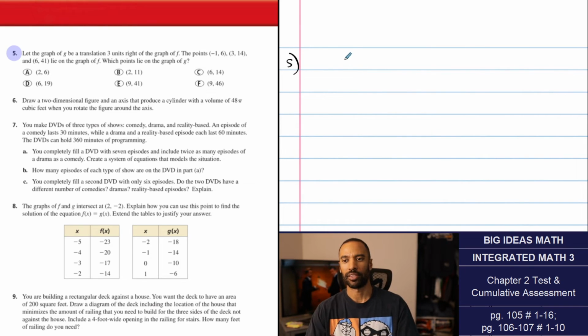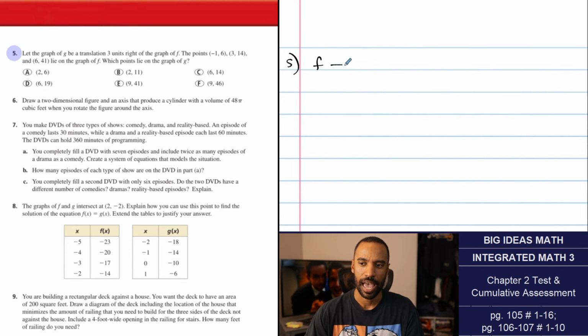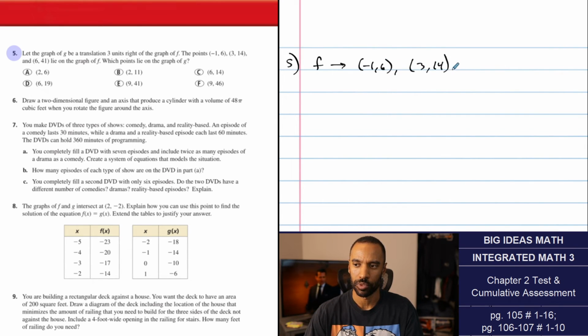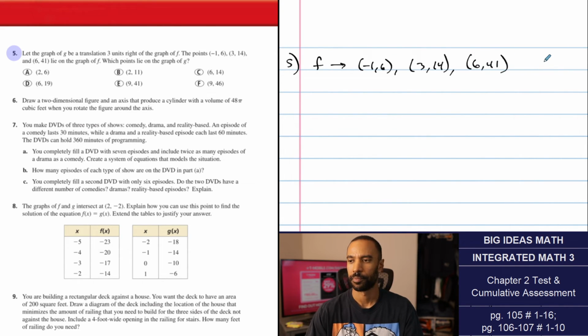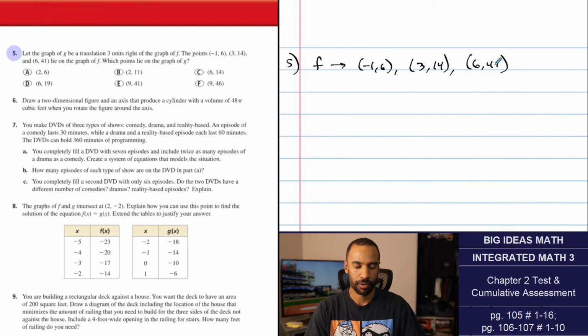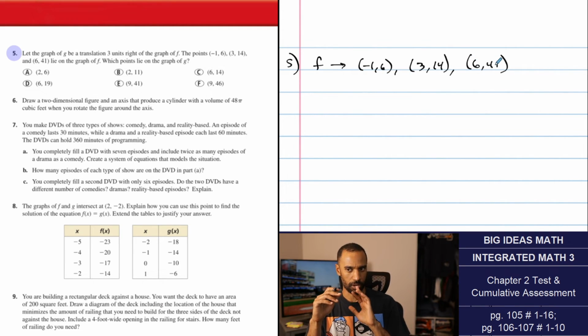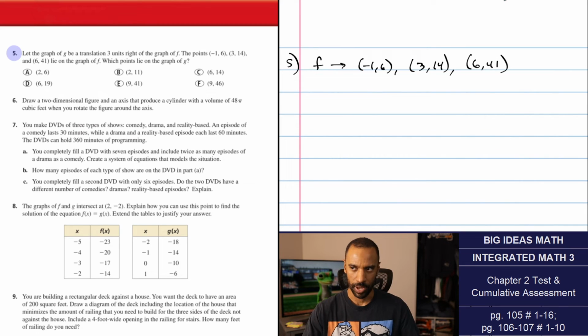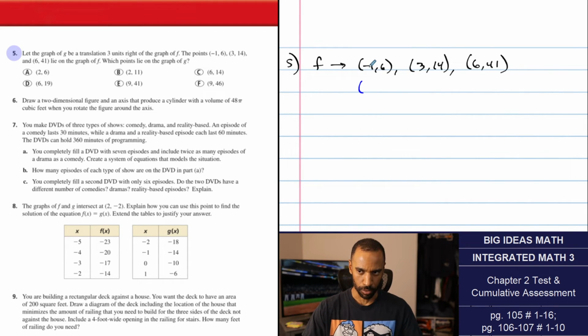So 3 units to the right. Let's look at F's points. F has the following 3 points: -1, 6. I'll express my concern in a bit. We'll see if there is one. 3, 14, and 6, 41. My concern is that I'm going to have to find out its equation in standard form to find other points for G. What I'm going to look at on these points is, do we have points that we go 3 to the right? -1 plus 3. 3 to the right is adding 3 to the x's. -1 plus 3 is 2.